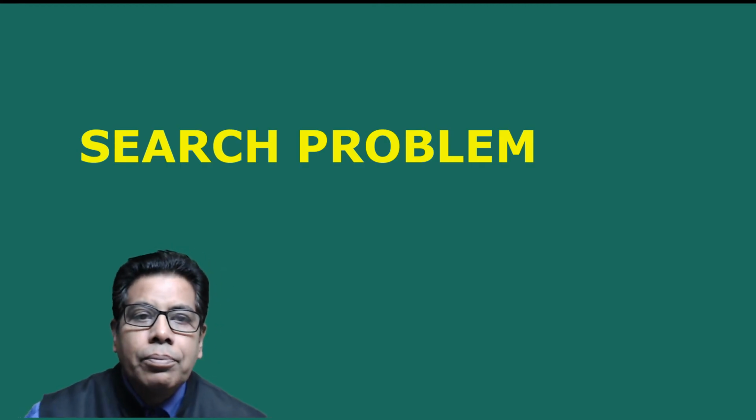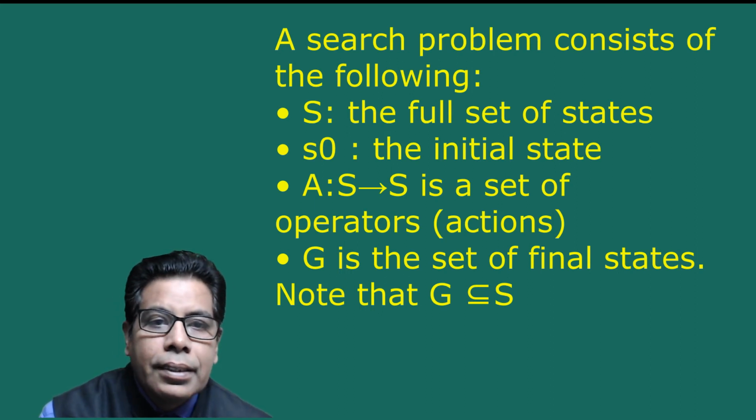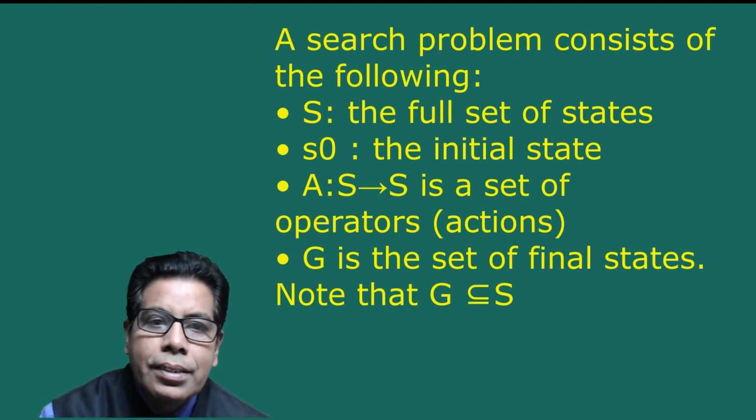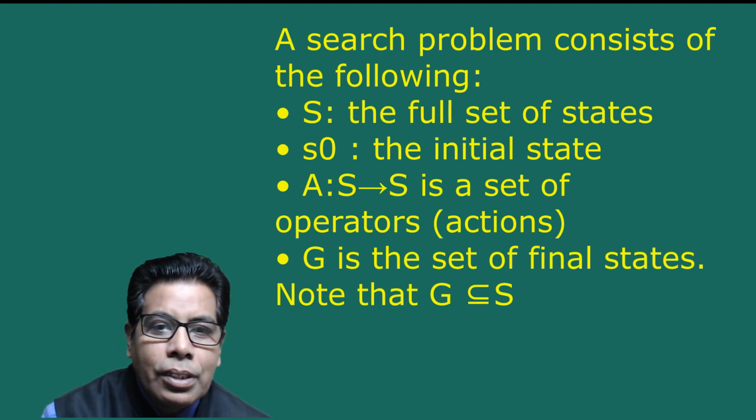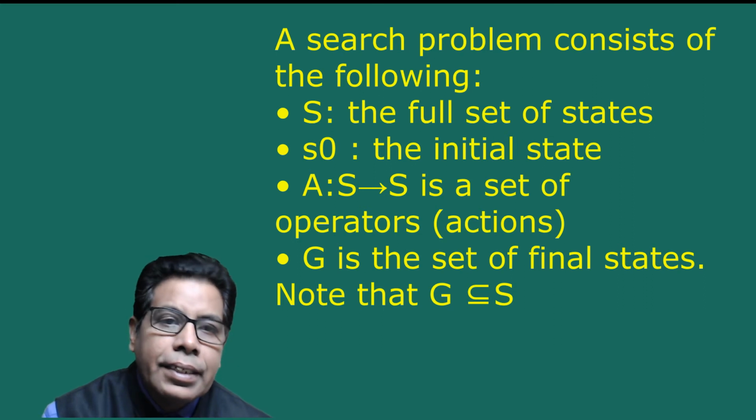Then next we go to the search problem. We are now ready to formally describe a search problem. A search problem consists of the following. S, the full set of states, that is represented by S. Then S0 is the initial state. Then A, that is actions. Now A is a set of operators or actions. So here we are changing from one state to another, and all the states belong to the full set S. Then G is the set of final states.